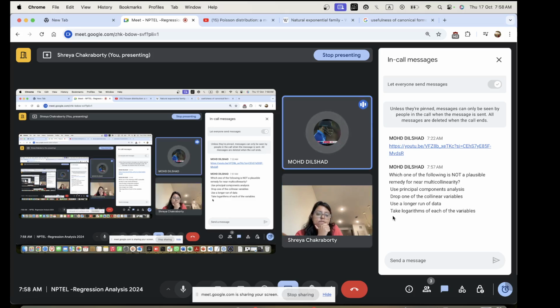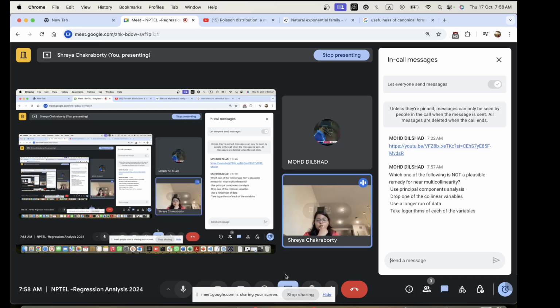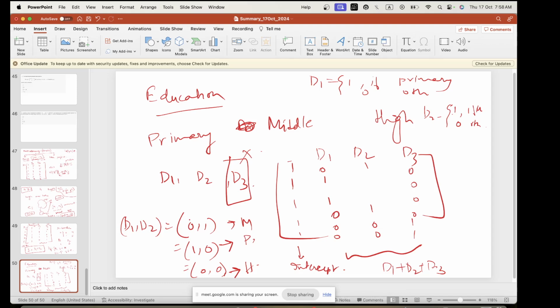Ma'am, actually, this is a question of assignment. The answer is take logarithm. Yes, that's what I'm thinking. How? Because principal components analysis is going to do that.